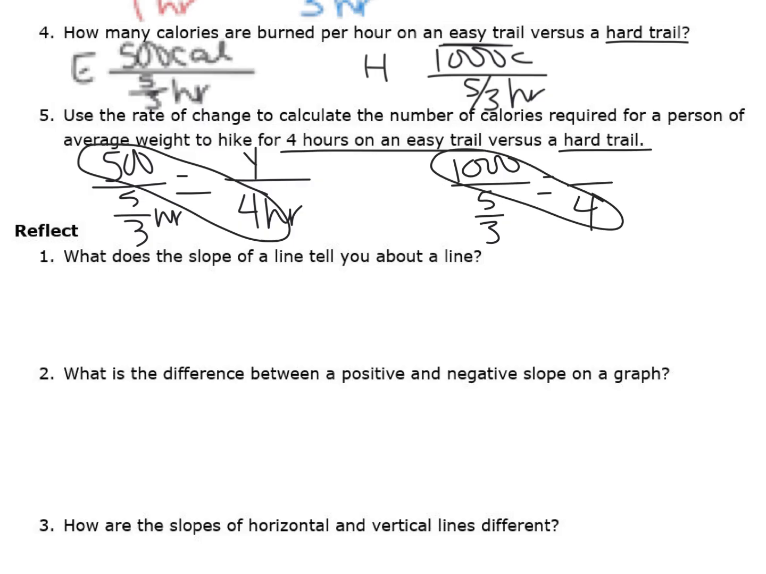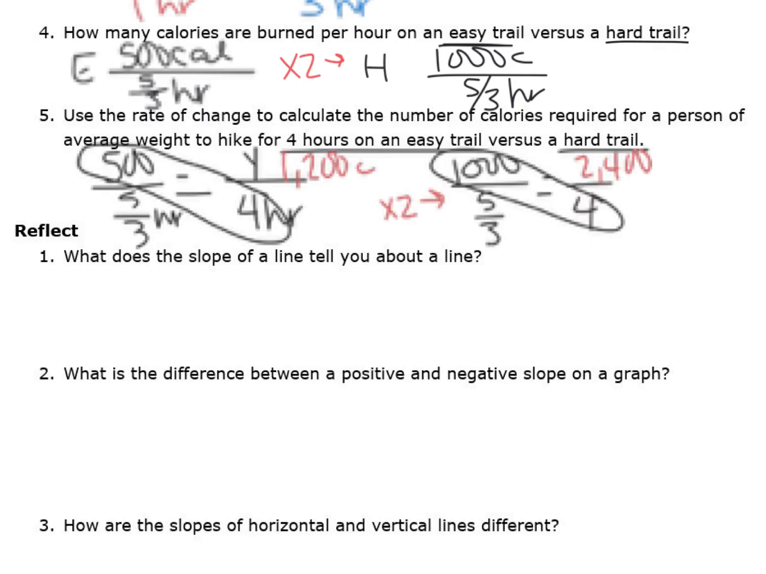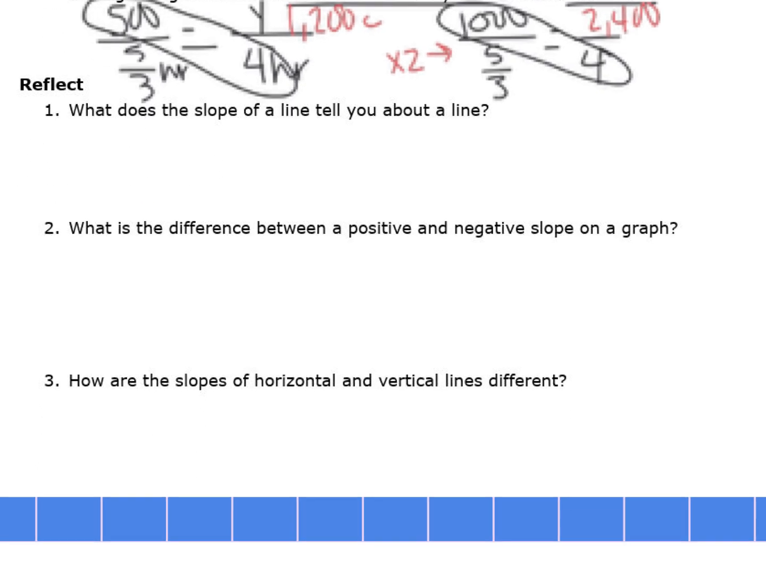When we did that in our calculator, we got 1,200 calories in 4 hours. Let me ask you, based on what we did on number 4, where we said this was times 2 to get the hard, what do you think is going to happen for the hard one? If it was times 2, is that going to stay constant? It should. What would you predict 1,200 times 2 is? 2,400. Well, let's check it with our calculator. Good job. We were correct in our prediction because that rate of change is not going to change.